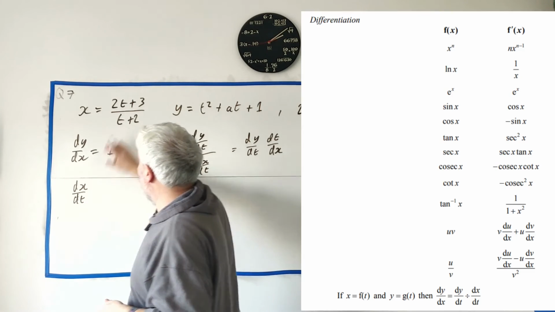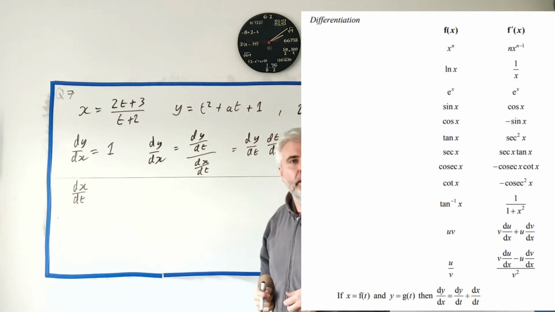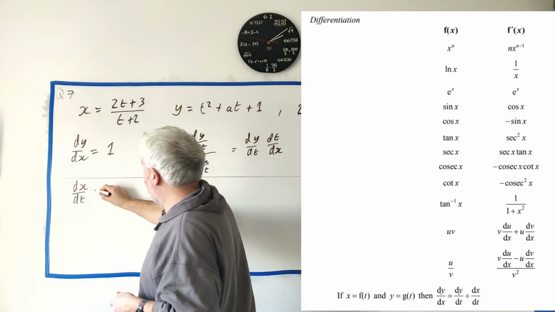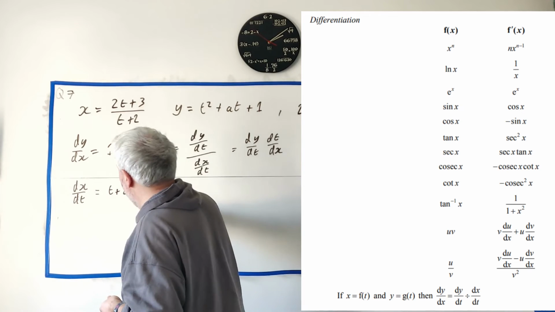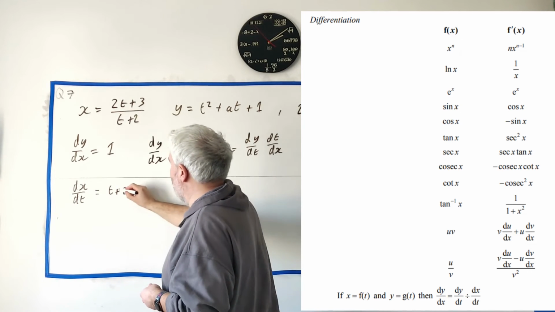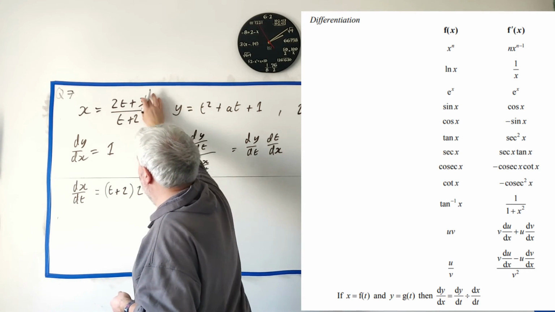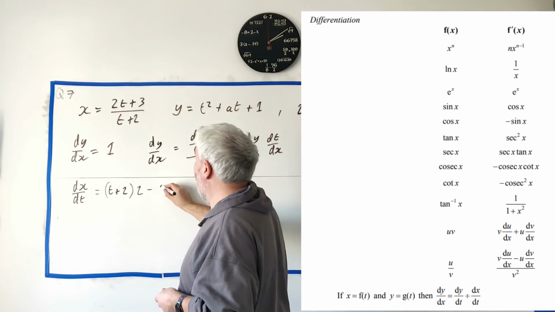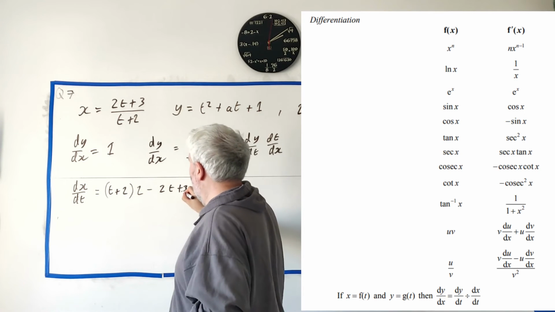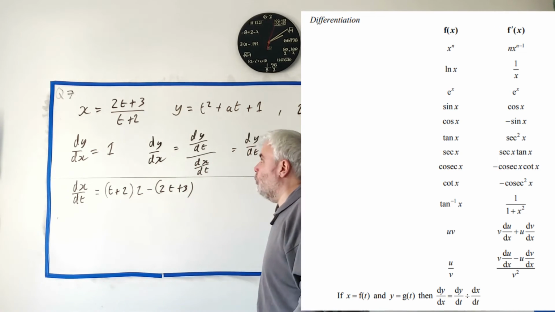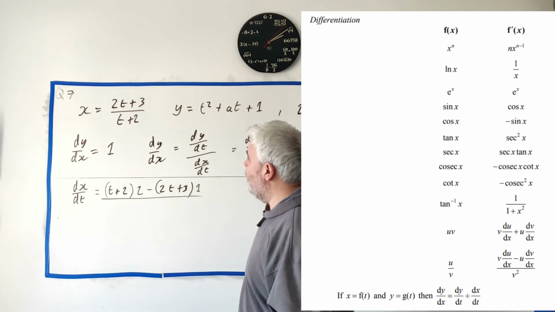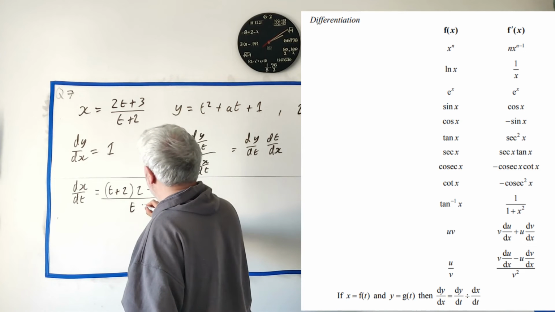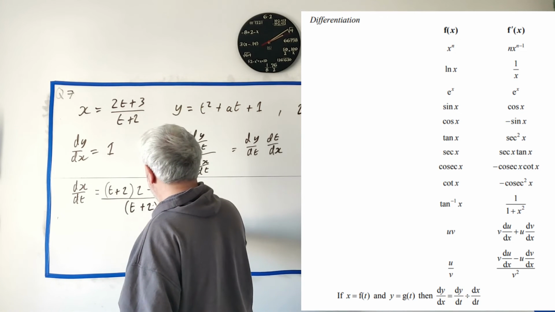dx/dt is, we need the quotient rule, which is the bottom row. So the quotient rule says the bottom row left alone multiplied by the derivative of the top row, which is 2, minus the top row left alone, t plus 3, multiplied by the derivative of the bottom row, which is 1, or you could leave that blank, divided by the bottom row squared, (t plus 2) squared.